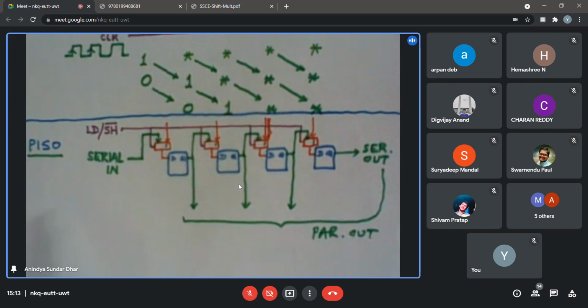Now, do you think any other line will be there? You will have clear, you will have clock. It doesn't have a clear anyway, 7495. Okay, we will have a clock.